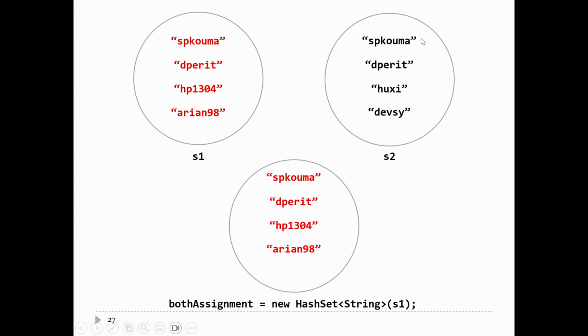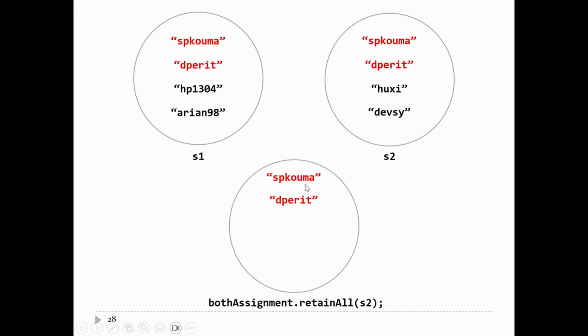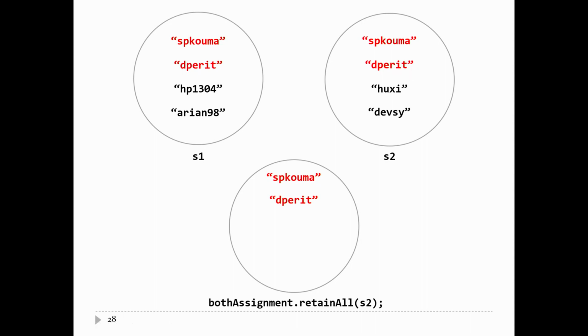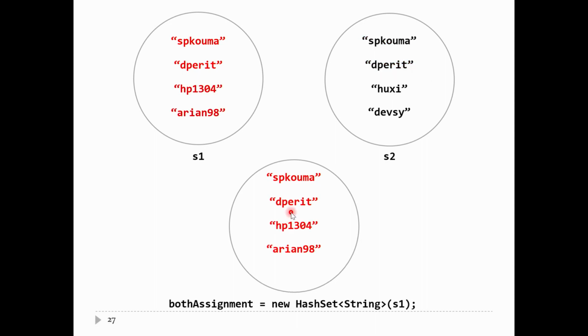So, is SP Kuma in set 1? The answer is yes, so it stays. Sorry, I guess is SP Kuma in both assignments? The answer is yes, so it stays. Is dparrot here? The answer is yes, so it stays. Is who's-e in this set here? The answer is no, so it does not get added. Is dev-c in this set here? The answer is no, so it does not get added.